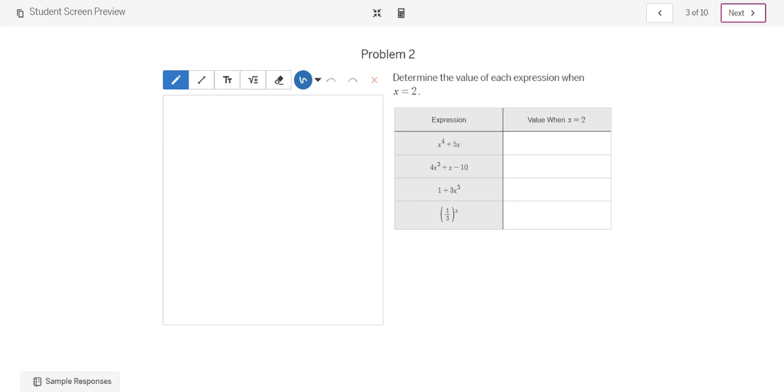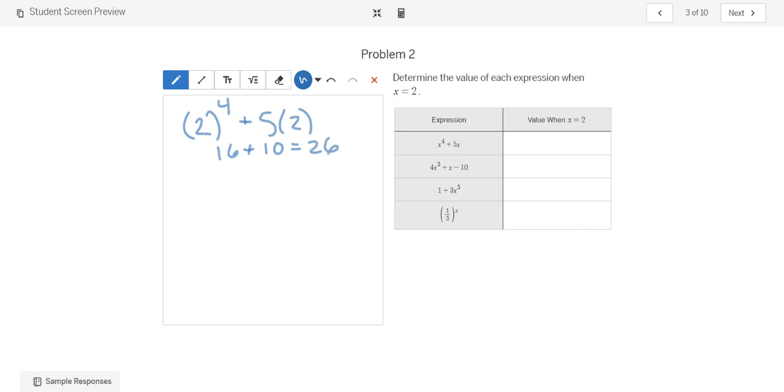Okay, so then we're going to do the variable to the fourth power plus 5 times the variable. In this case, it's 2. So I have 2 to the fourth power. 2 times 2 is 4, times 2 is 8, times 2 is 16. I get 16 plus 10 is 26.